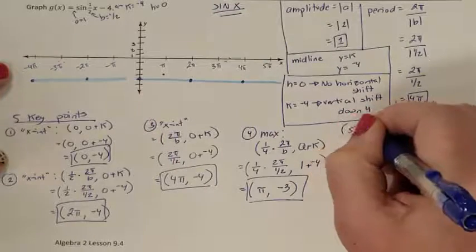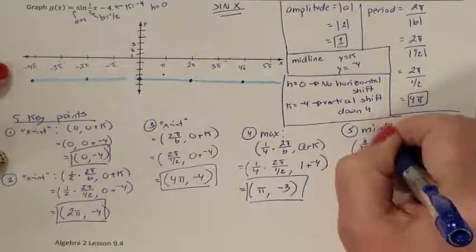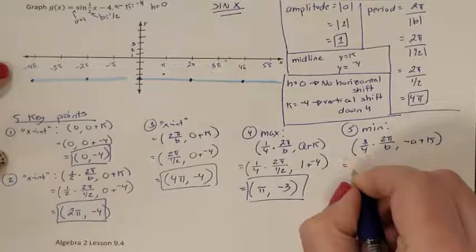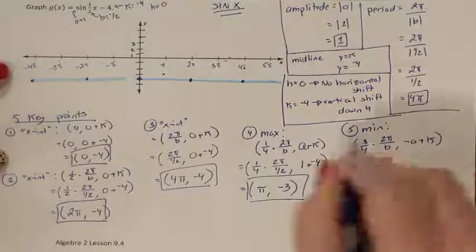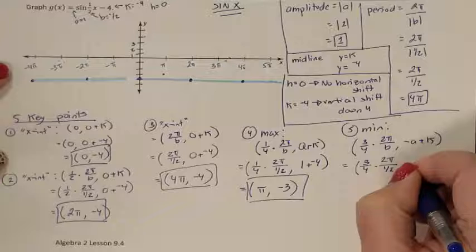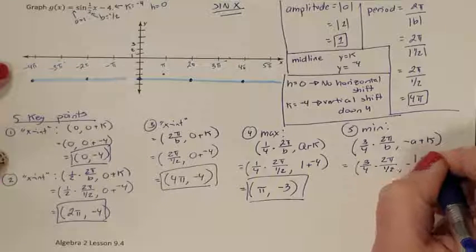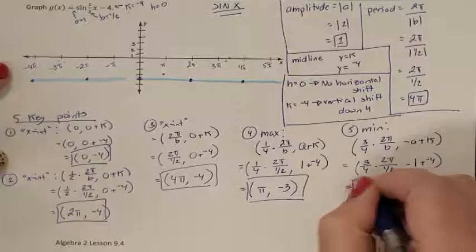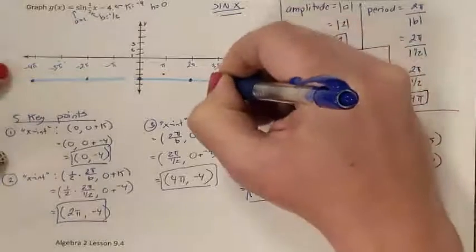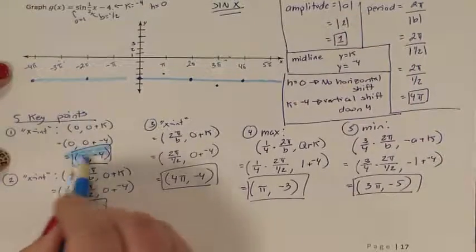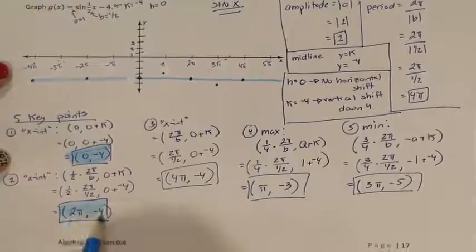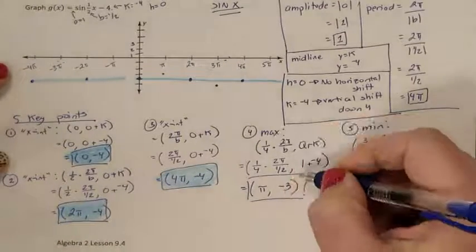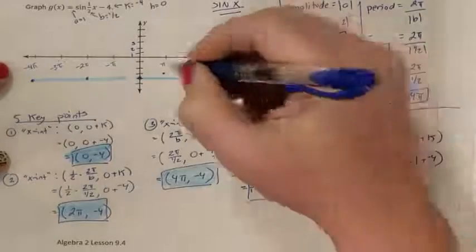And now I need my min. This is my min formula, taking the vertical shift into account. My b is a 1/2, a is a 1, k is a -4. So 3 pi, -5 is my min. So these were the 3 points that were the midline intercepts that should be on my blue line, and they are. And then I went as high as -3 and as low as -5.